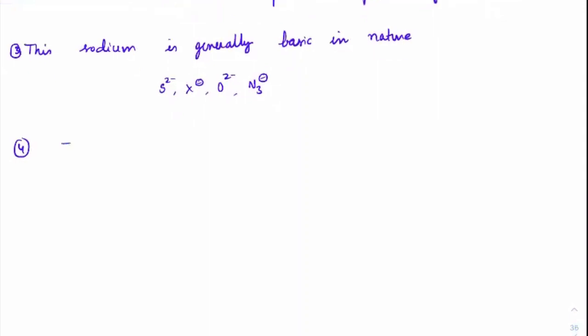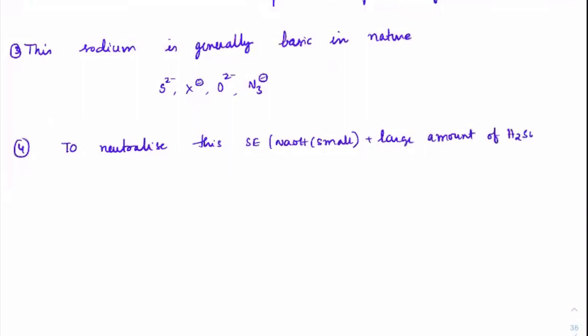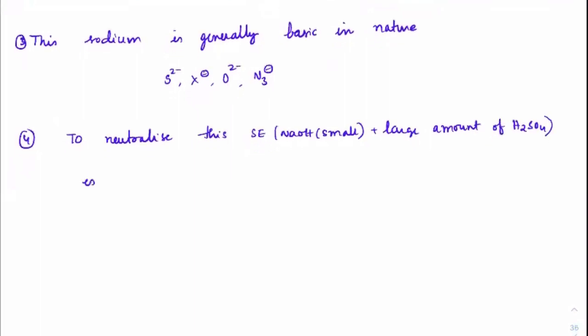So to neutralize this sodium extract, what we do is we take some amount of NaOH, a small amount, with a large amount of H2SO4, got it, is added. We cannot use HCl because if at all we are detecting halide itself, the halide from HCl will also become a part of that. So that will mislead us. So we need to take H2SO4 only.